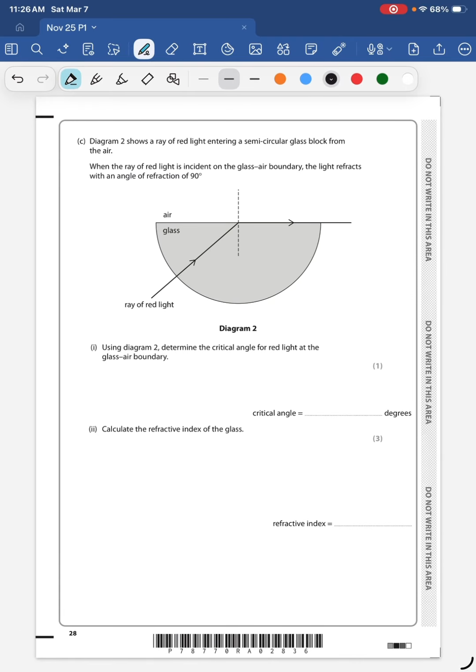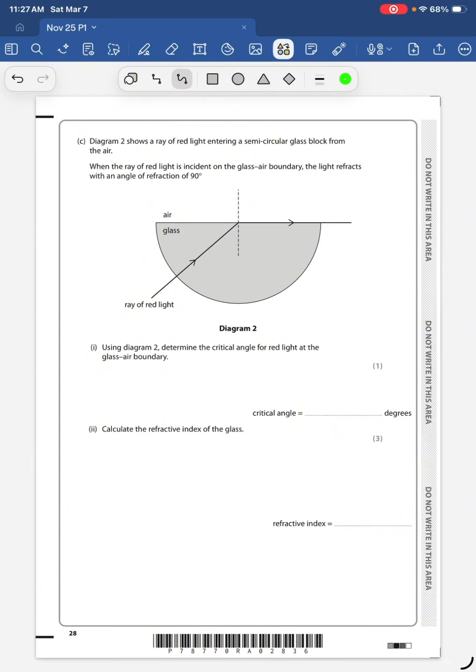Now, C. Diagram 2 shows a ray of red light entering a semicircular glass block from the air. When the ray of red light is incident on the glass-air boundary, the light refracts with an angle of refraction of 90 degrees. Using diagram 2, determine the critical angle of red light at the glass-air boundary. So we have to measure the angle. This is my guess. Do I have a tool here?